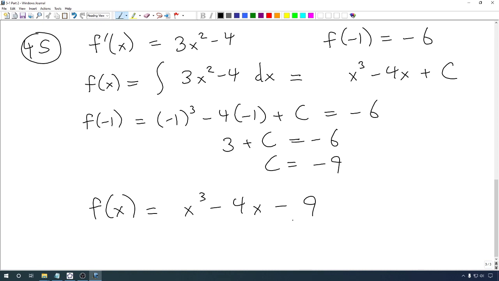So note that different constants are simply controlled by the choice of one single point on the graph. This -1, -6, that is a single point on the graph. If we know even one point on our graph, we can use that to solve for our constant.